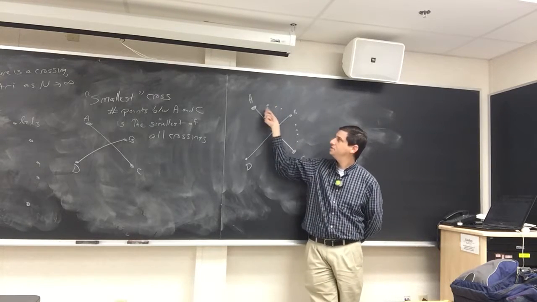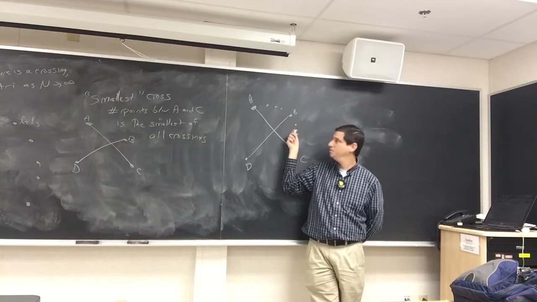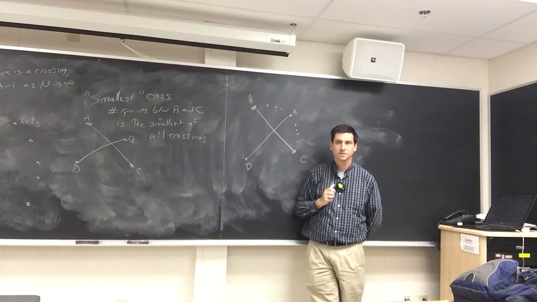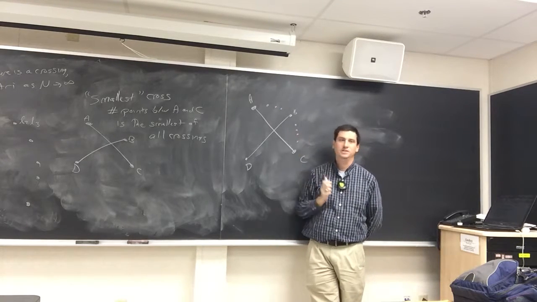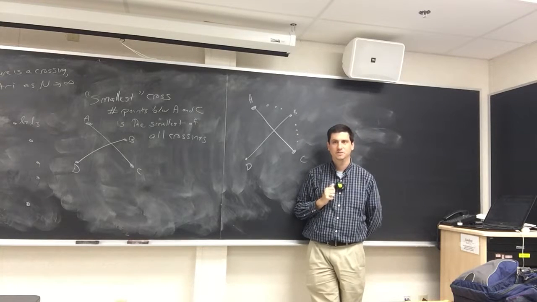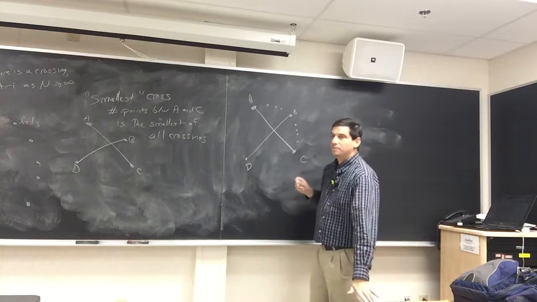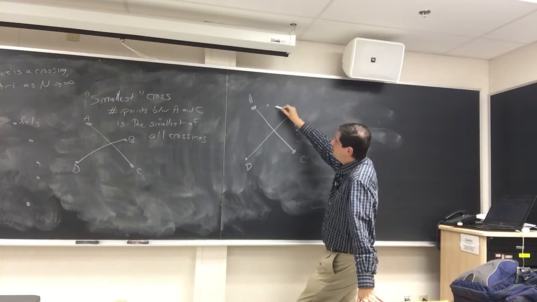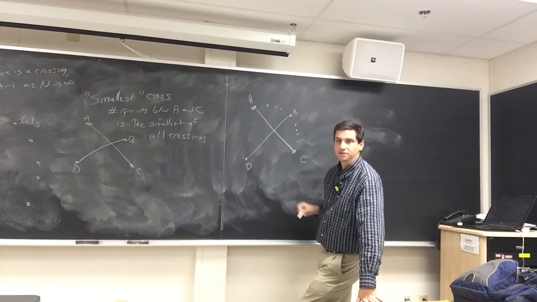Can there be any crossings in these points? No. Can there be any crossings in these points? Can there be any crossings with these points and these points? Can any point here be connected to any point in here? Why not? Because AC is supposed to be the smallest one. By definition, we would have another smaller one. Right, so if we connected anything from here to here, it's a smaller crossing with BD.